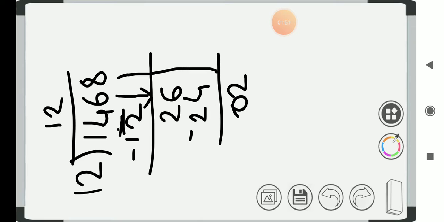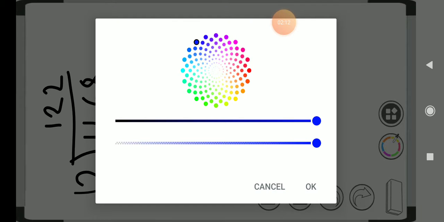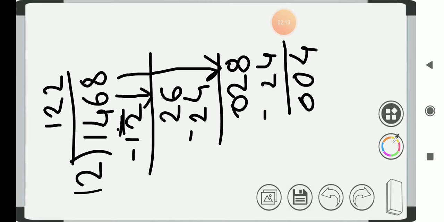Again take down 8. Now in the 12 table, is 28 there? No, 12 threes are 36. So again 12 twos are 24 only. And here 8 minus 4 is 4, and 0. Here also 0. When you solve this example, this 4 is known as the remainder.